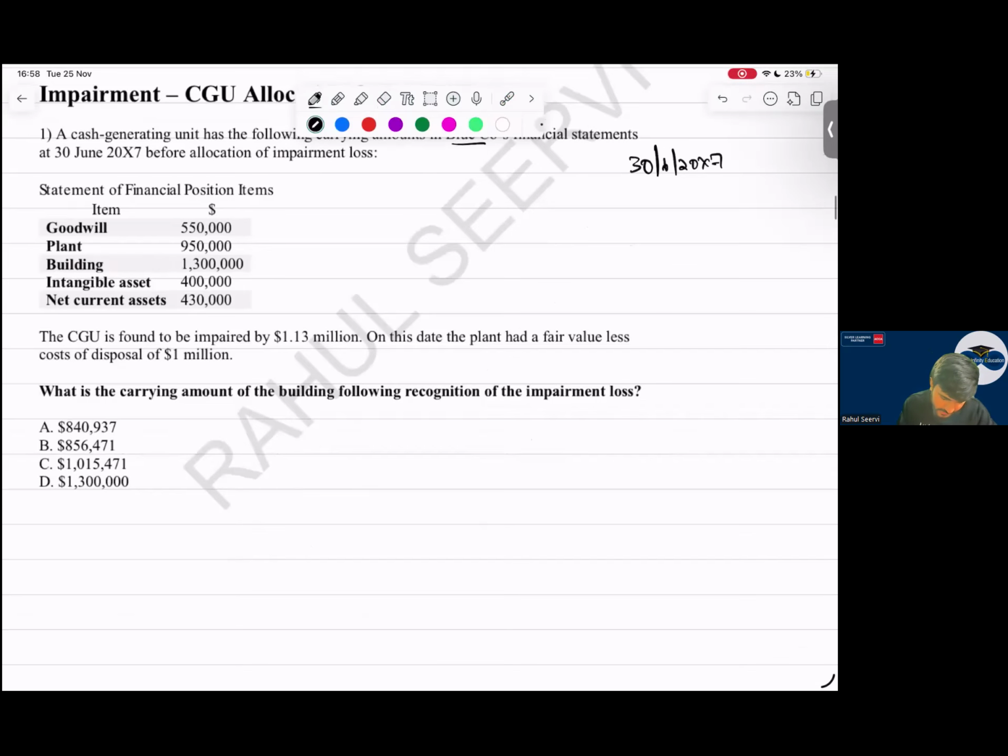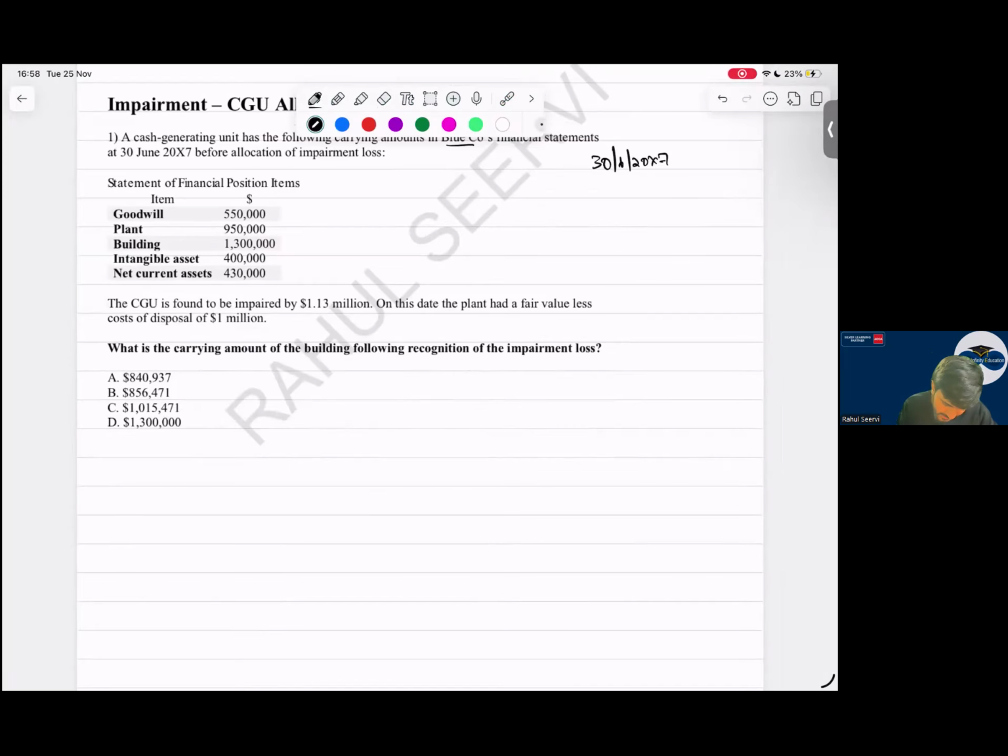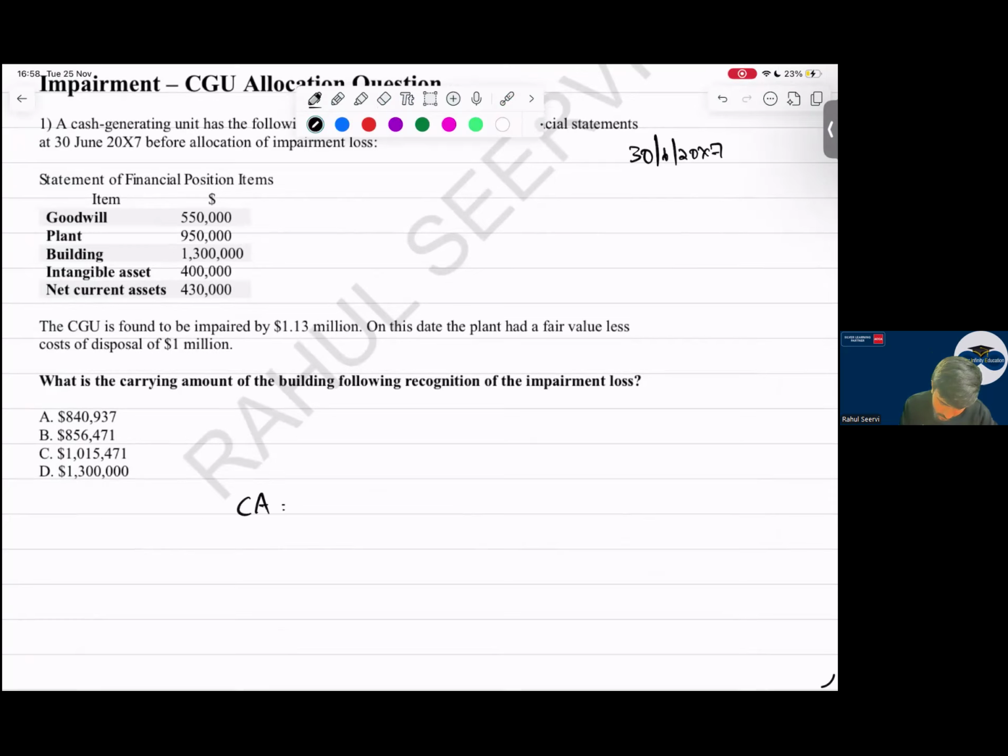Now if you see here, goodwill is there. What is the carrying amount of your goodwill? 5,50,000. But let us first calculate the total carrying amount. So your total carrying amount is 5,50,000 plus 9,50,000, 1.3 million, 4 lakh 30,000. It is 363. Then the CGU is found to be impaired by 1.3 million.